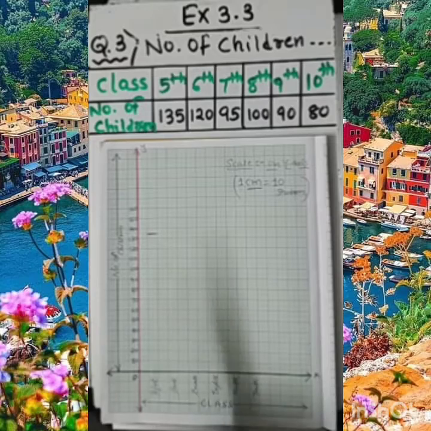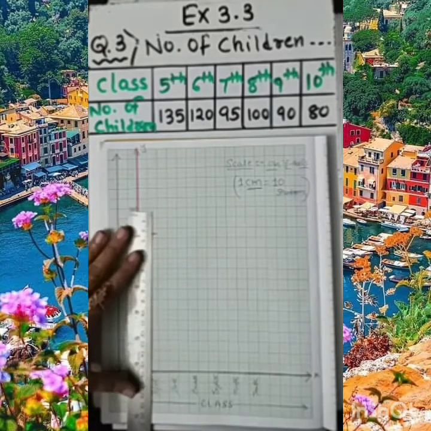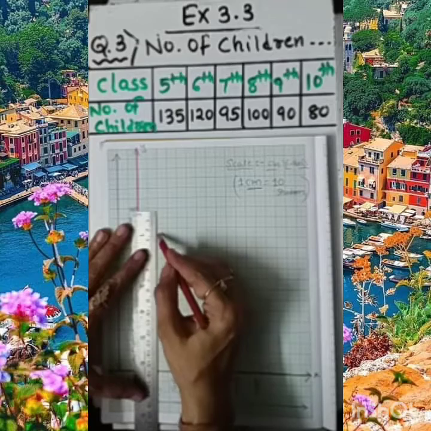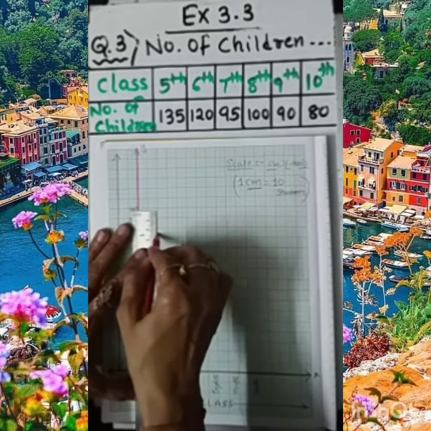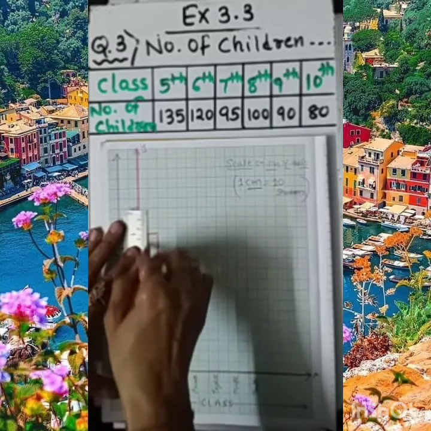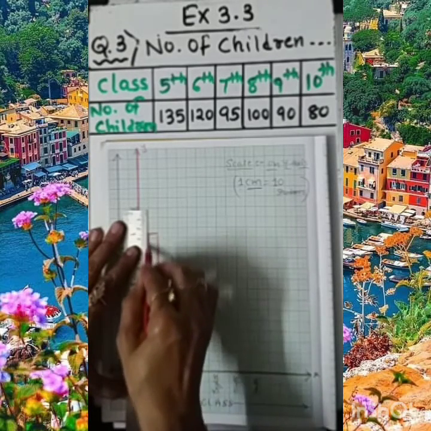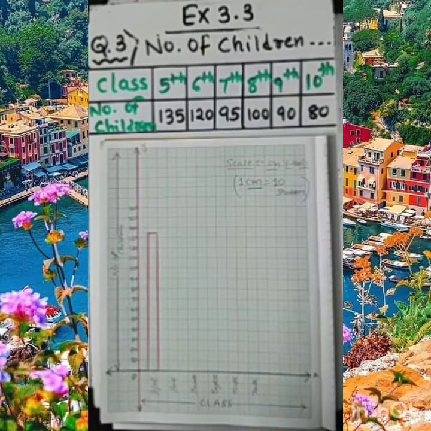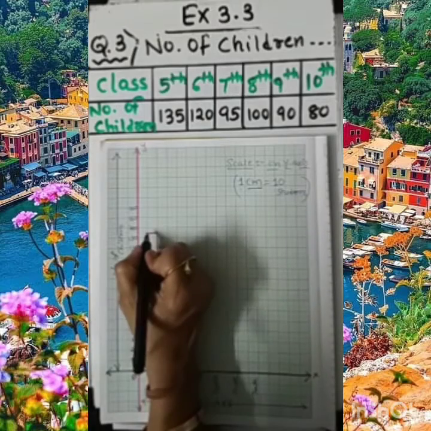So after drawing this much part, I need to join, and I am drawing a vertical line also this way. And I am joining this also along with this, and I need to mark this as 135. So here I am mentioning this is 135.